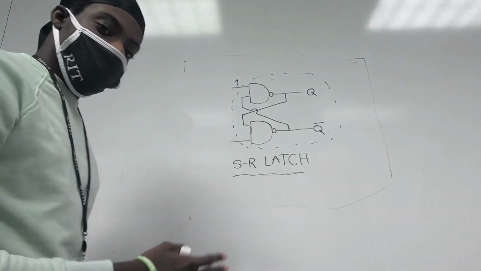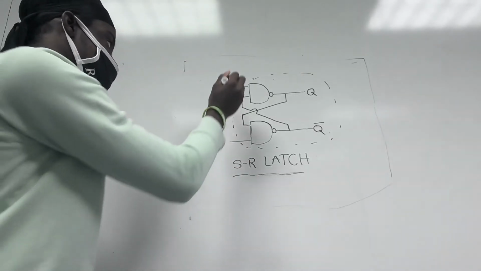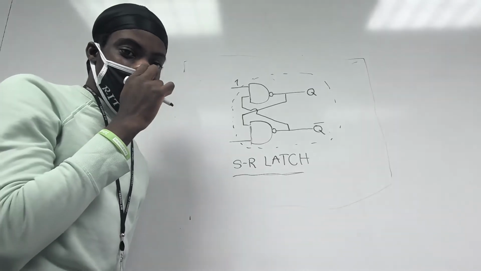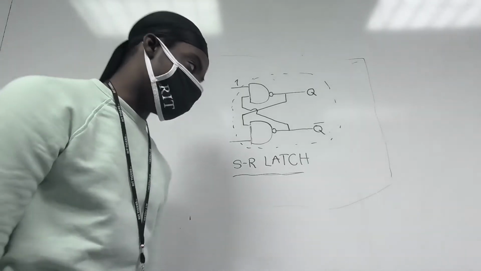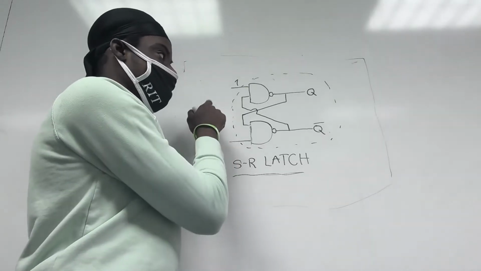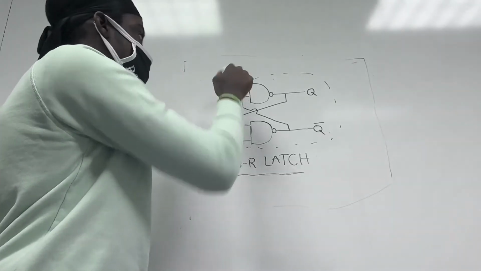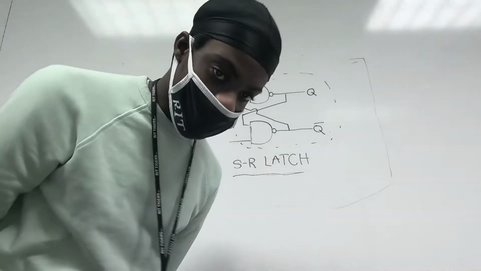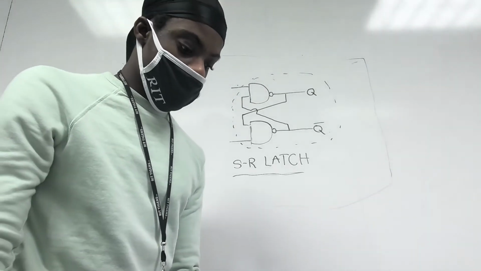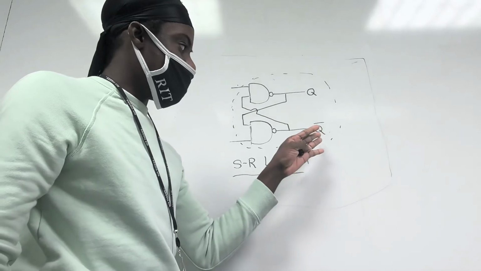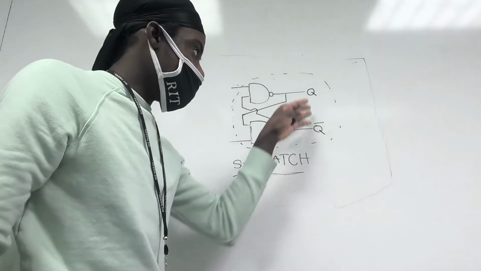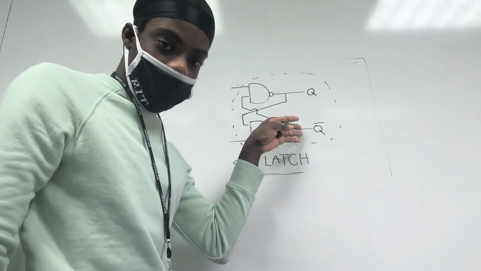To turn this into a D latch. Why do I want to turn it into a D latch is a good question. Because when S and R are simultaneously 0, we have a race condition. Now, a race condition is when both NAND gates are racing each other to change their outputs.